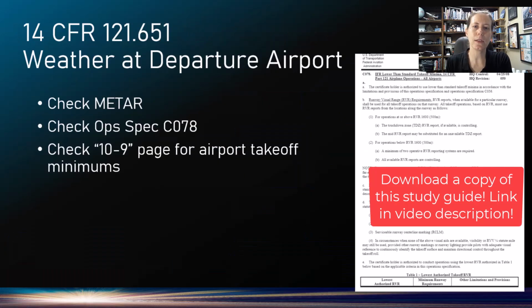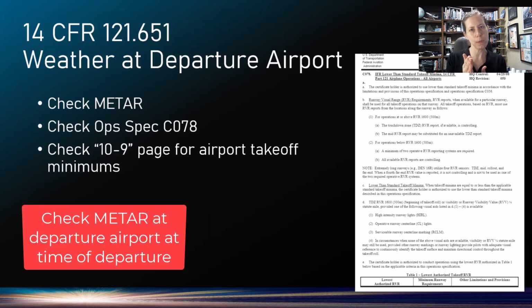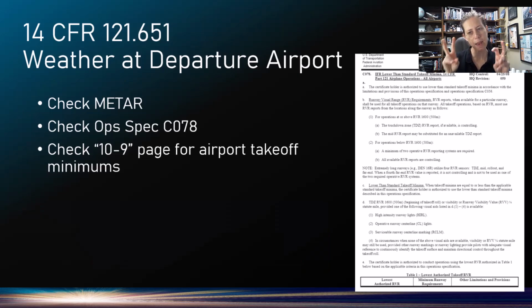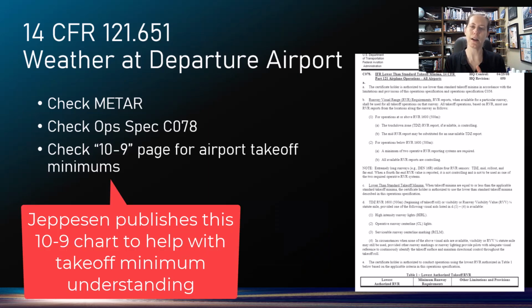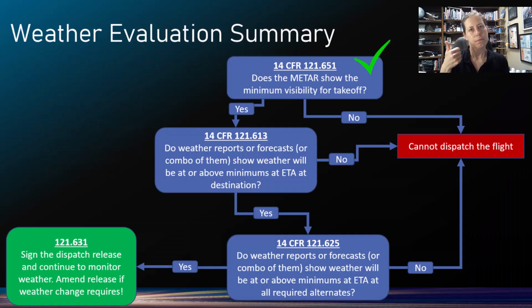Now, let's look at the weather at departure airport. I mentioned takeoff minimums. So that's 121.651. At the departure airport at time of departure, you're going to be checking your METAR, comparing it with OPSPEC C78, if your air carrier has that, which most of them do. And then you're going to check what we call the Jeppesen 10-9 page, check your airport takeoff minimums. Be sure that we have at least the required visibility to take off according to the METAR.